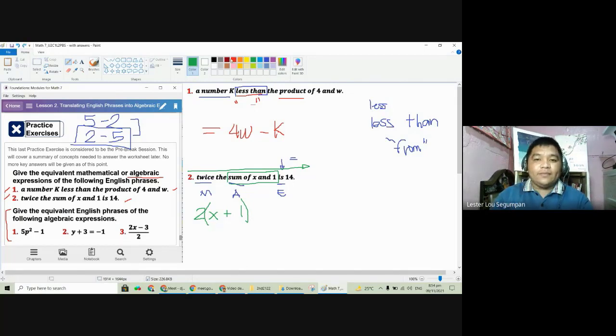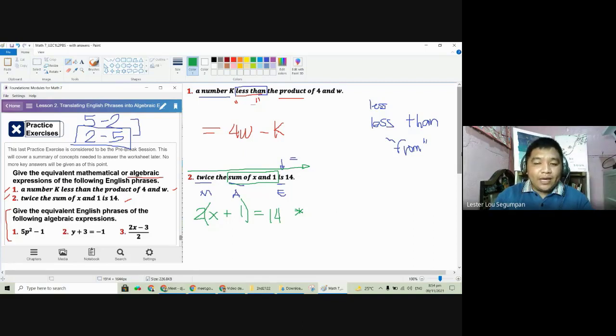We are not yet done because there is the notation here for is. We use equality, and you have here 14. So this is now the expression that is equal or the correct form for the translation of twice the sum of x and 1 is 14. Again, is means equation or equality. By the way, you don't need to answer this first, as we are not yet checking or answering the linear equation here. We are just still on translating.